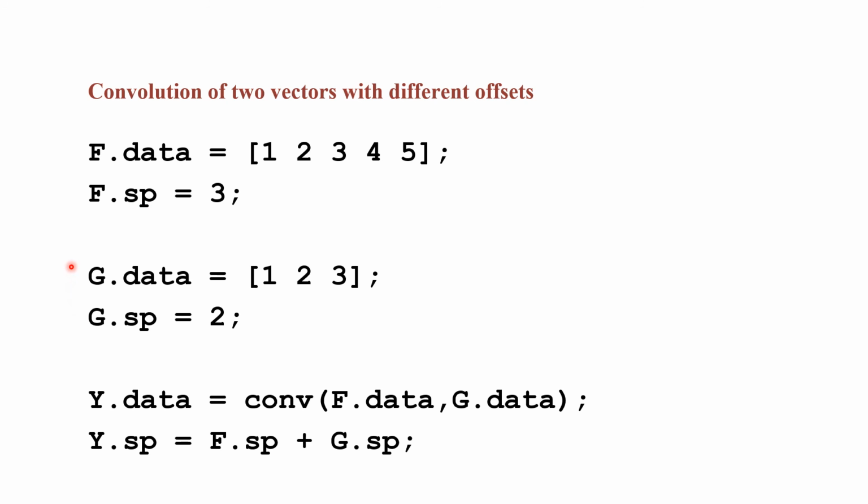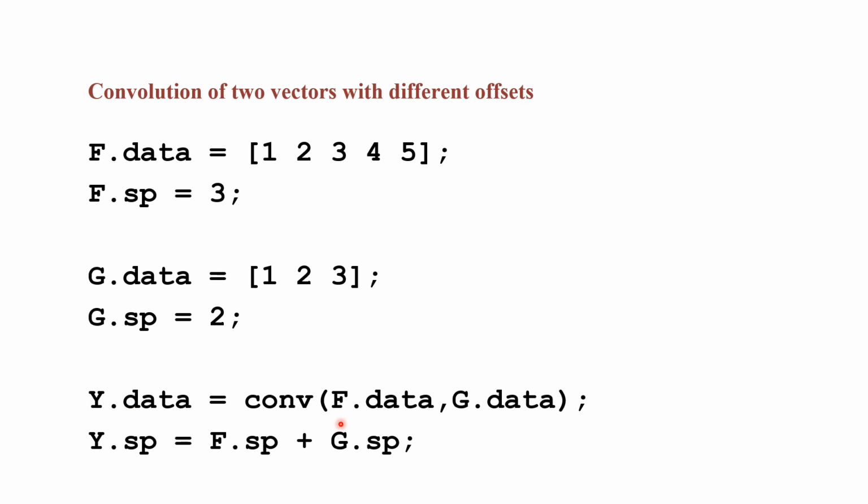Similarly, I'm creating a variable named g to store signal g in it. Signal g has the values 1, 2, 3, and it starts at 2. So g, that starting point, is equal to 2. So each signal here has two fields, the data part of the signal and the starting point of the signal. So when I try to calculate the convolution between these signals, I will create a new variable. I will name it y, for example, and y will have two fields as well.